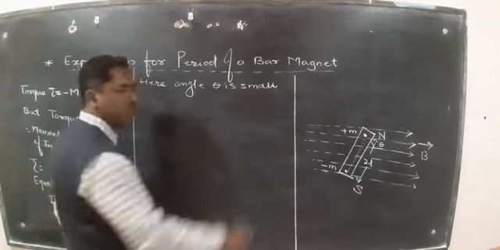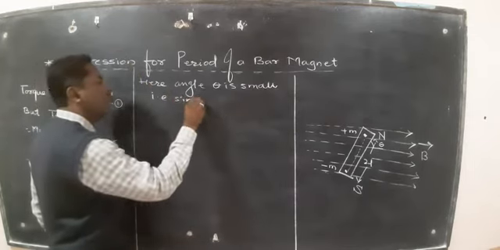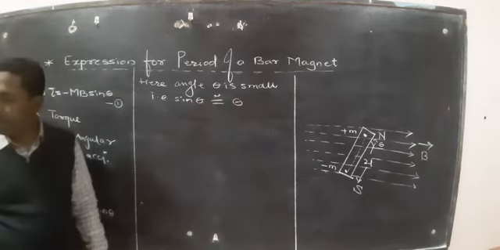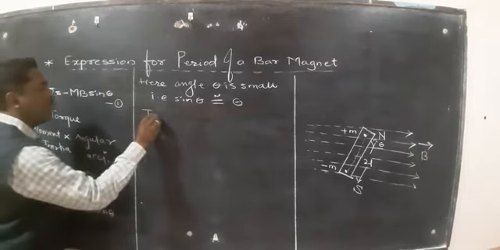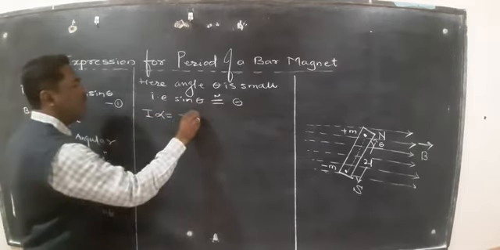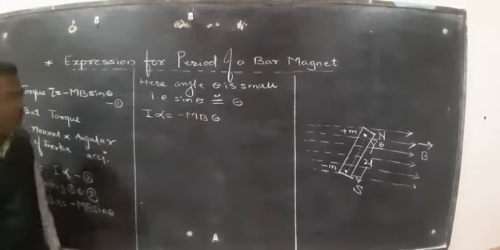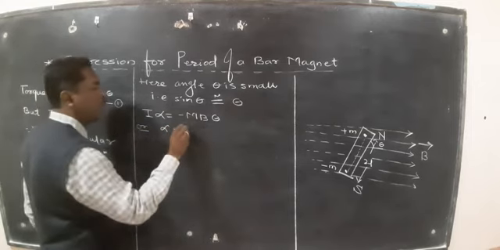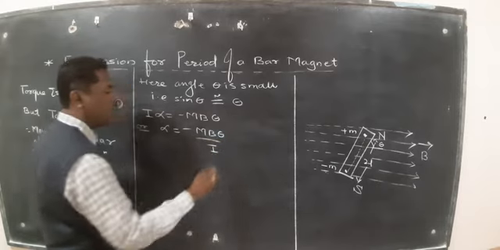How much angle is formed here? Small. That's why sin theta is approximately can be written as only theta. So what does this equation become? It becomes I alpha is equal to minus mb theta. Or it can also be written as alpha is equal to minus mb theta upon I.